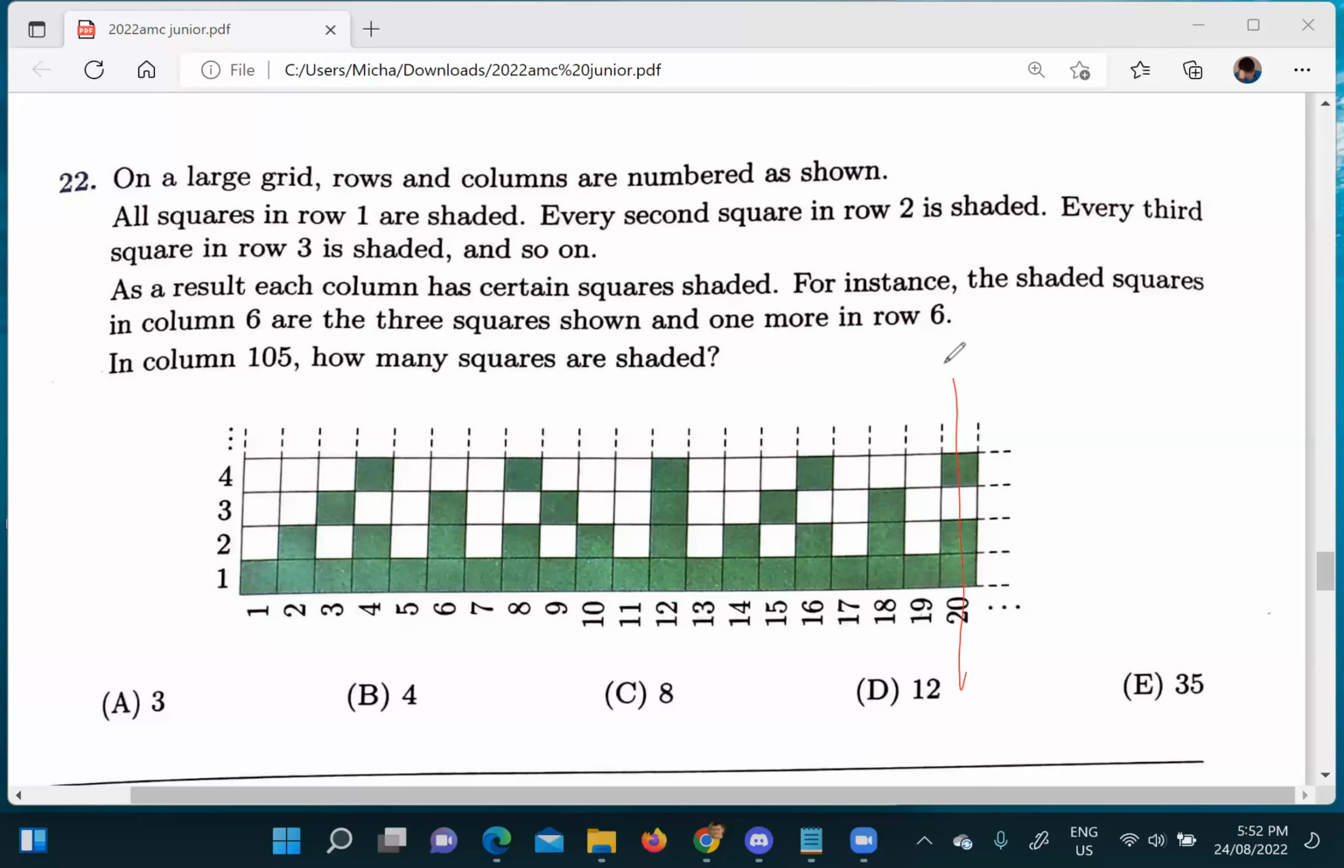Yeah? Okay, what about row 7? Is there a square on column 20 in row 7? Yes or no? Okay, there's not, because 7 goes 7, 14, 21, right? It skips 20. Okay, is there a square in row 8?